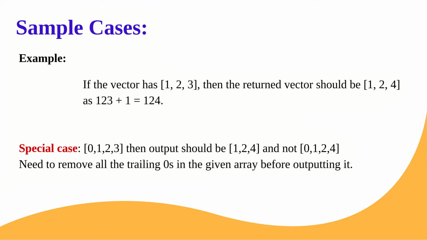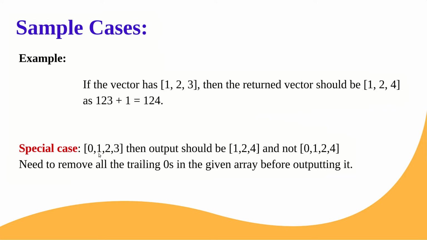So let's have a look at the sample case. Suppose, as we have discussed, the vector has 1, 2, 3, then the returned vector should be 1, 2, 4. Why? Because if this number is represented as an array, we add 1 to the end of the array, so 1, 2, 3 plus 1 is 124. So we need to return 1, 2, 4.